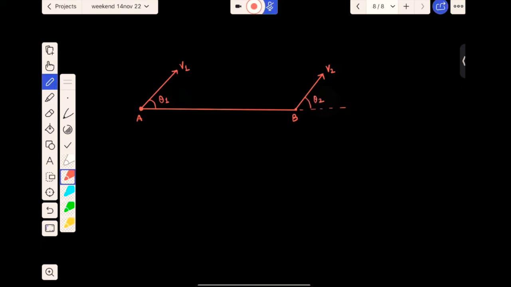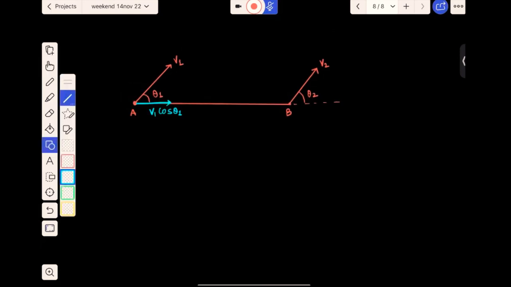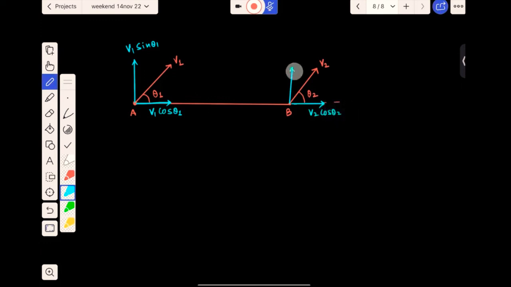So what we will do, we'll take the components of their velocities along the line joining them and perpendicular to the line joining them. A similar thing we have done earlier also, if you remember, when we were finding out the rate of change of separation between two moving particles. Remember that one? This will be V1 sine theta 1. Similarly, here I have V2 cos theta 2 and V2 sine theta 2.